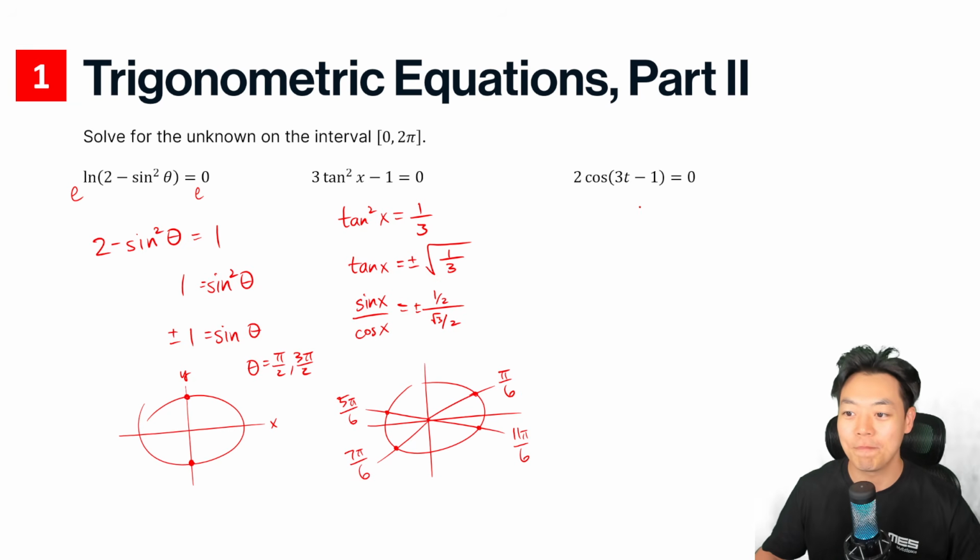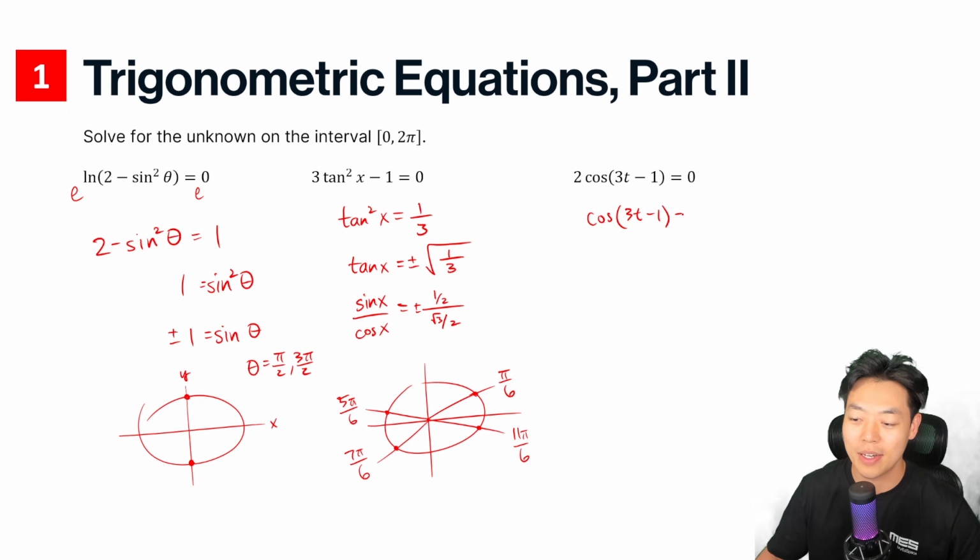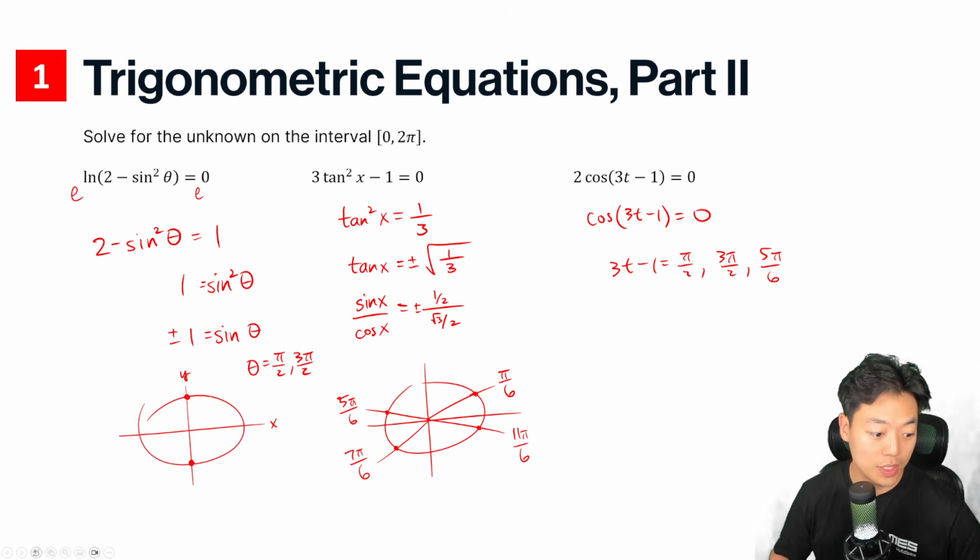Let's try this next one. If 2 times cosine of 3t minus 1 is equal to 0, then cosine of 3t minus 1 will be equal to 0. Well, let's think about this. If we have cosine equal to 0, that occurs at pi over 2, 3 pi over 2, 5 pi over 2, and so on and so forth. Oops, I wrote over 6, even though I said over 2. 7 pi over 2, dot, dot, dot.